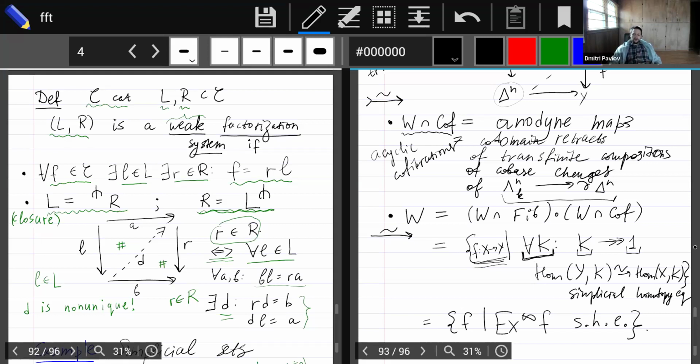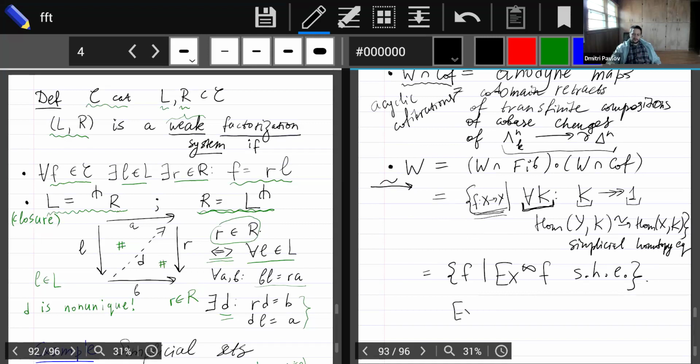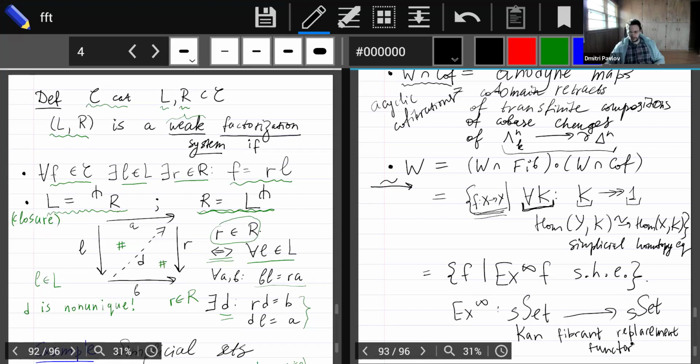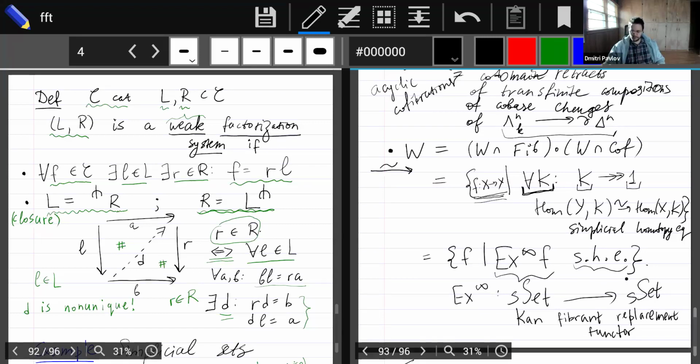These two definitions may not be the easiest, perhaps, to manipulate in practice. Here is one more. There is a functor Ex infinity, which you can construct completely explicitly. It's what is called a Kan fibrant replacement functor, and it replaces any simplicial set by a weakly equivalent Kan complex. And then you can say a map f is a weak equivalence if, after applying Ex infinity to f, we get a simplicial homotopy equivalence. And this definition may be a bit easier to comprehend.